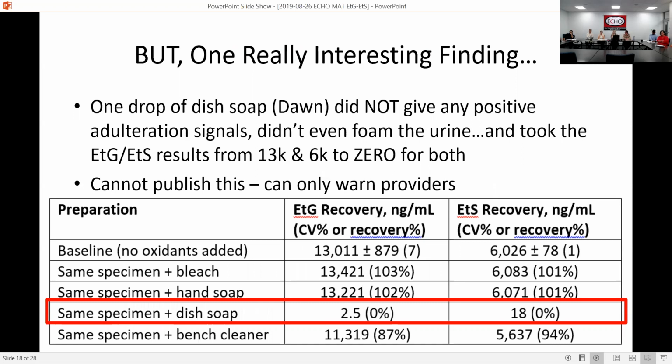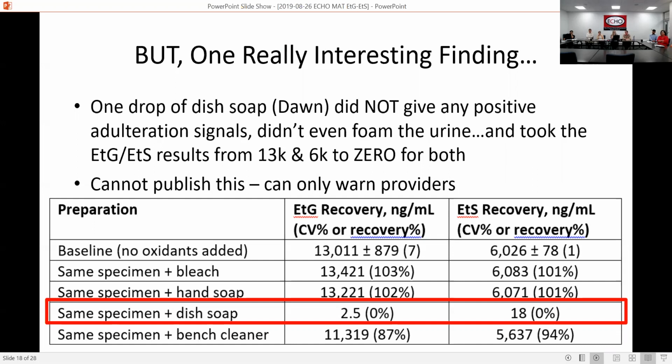We test for interferences. We do a lot of it before we launch a test. With ethyl glucuronide, we took a specimen that had 13,000 EtG units present and 6,000 ethyl sulfate units present. We added 1 drop of Dawn dish soap, and that detergent was capable of cleaving both metabolites and giving us absolutely zero returns back. We had a 2.5 in the EtG and an 18 in the ETS, which is, if I pulled a urine out of the urinalysis area and measured EtG, ETS, I would find similar results.